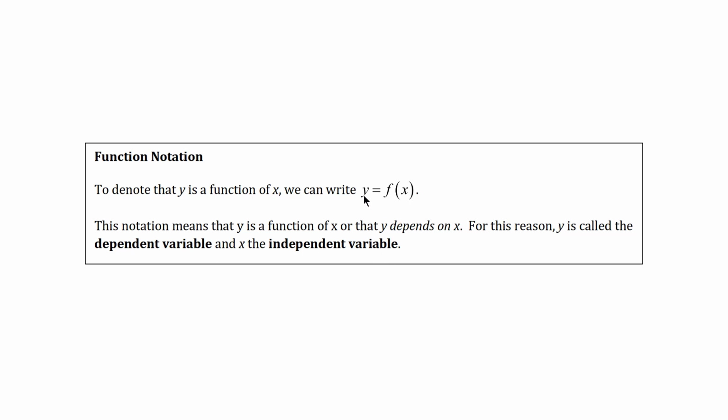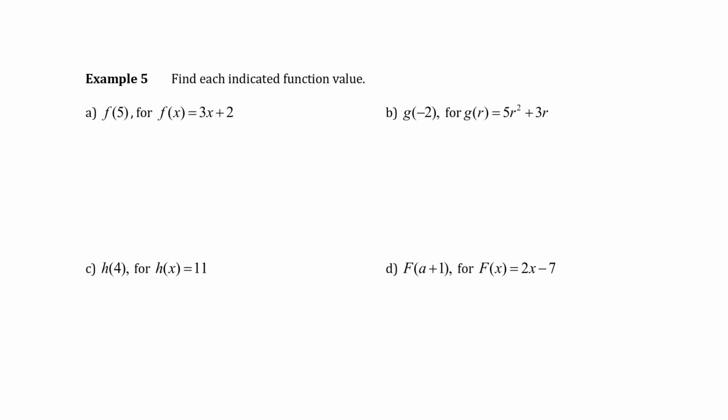For example number 5, find each indicated function value. For part A, we need to find f of 5 for the function f of x equals 3x plus 2. So note here that f of 5 refers to the y value that results when you substitute in 5 for x in the equation.